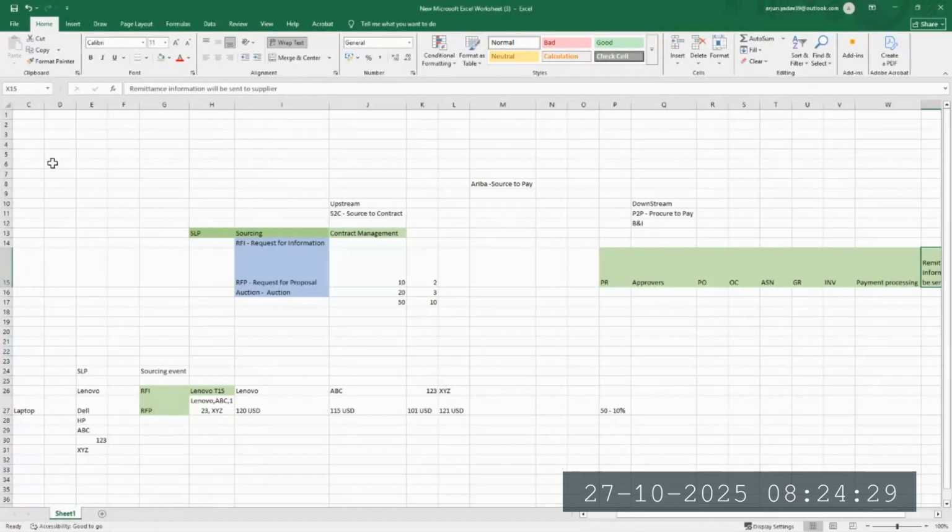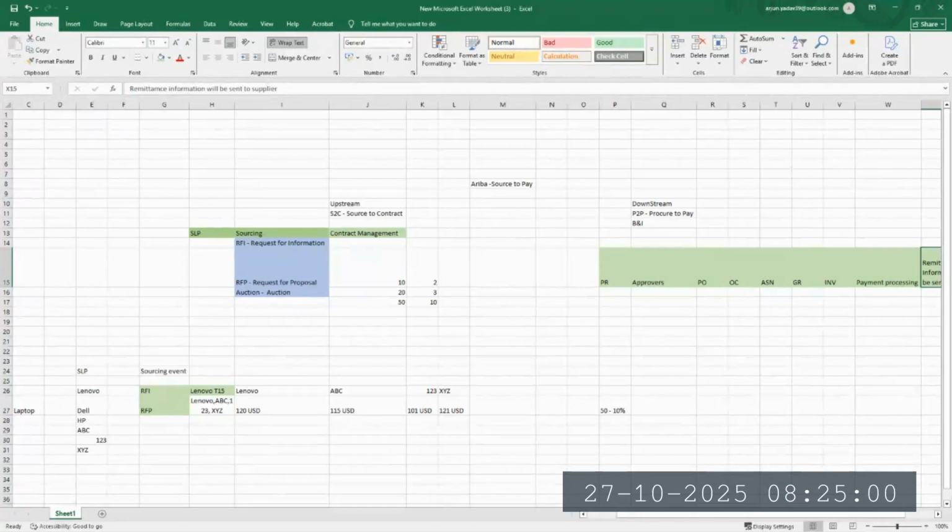Any questions do you have? Arjun? Yeah, actually, as an Ariba engineer, both upstream and downstream modules will be involved in the roles and responsibilities. Correct. So when you say you're an Ariba consultant, it means that it is end to end, so you need to know both upstream and downstream.